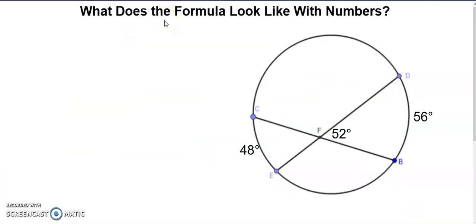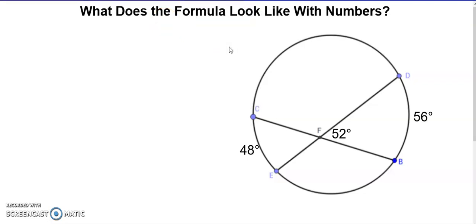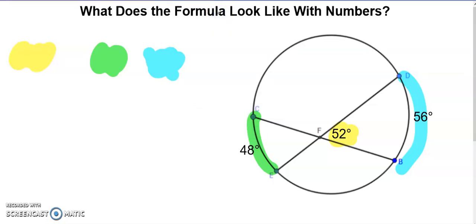So what does that look like with numbers? Well, if you remember the rules, we're talking arcs and angles now, not lengths. And I know we're talking arcs and angles because that's what's labeled. Our rule said the angle is half of these two added together. So the angle is half of green plus blue. Boom. So the angle is 52.